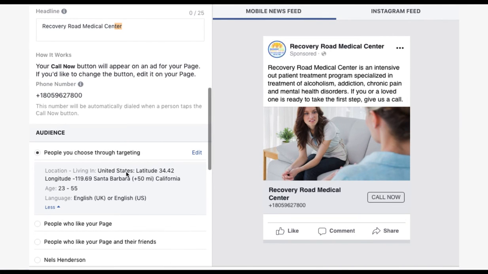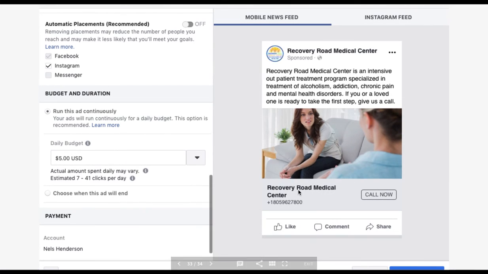We can target it to Santa Barbara right here and what language, and put a phone number in for people to call, and then decide what the budget is. Here I did just $5 a day, and the ad has been really successful. And they estimate between 7 and 40 clicks a day, which has worked out really well.